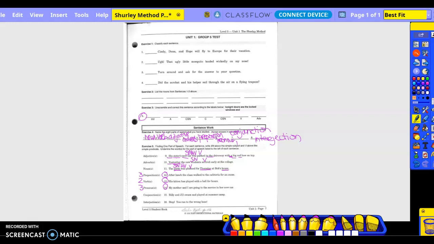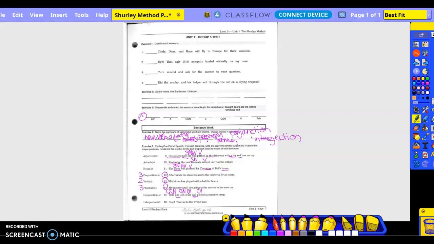Billy and Jill swam and played at summer camp. Who swam and played at summer camp? Billy and Jill. So compound subject noun. What is being said about Billy and Jill? So compound verbs. And then the conjunction. What are our conjunctions? And.